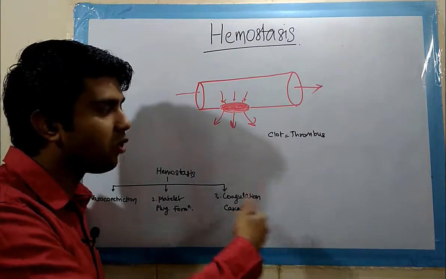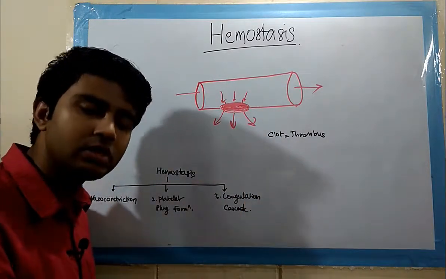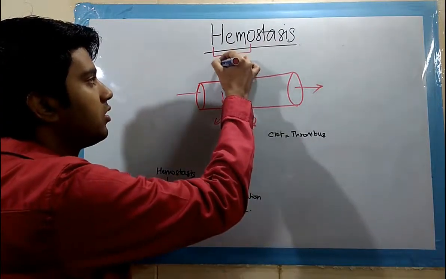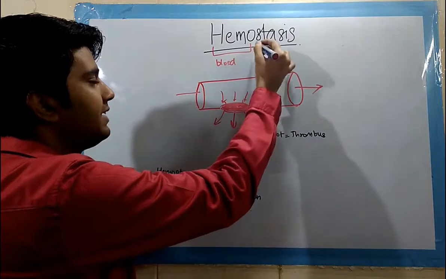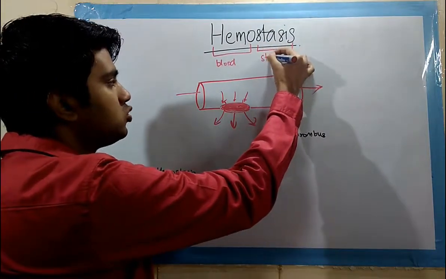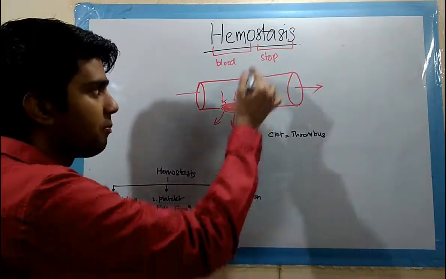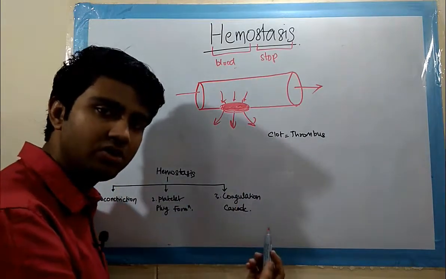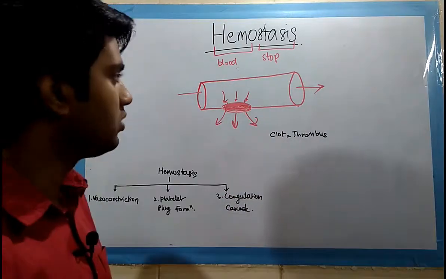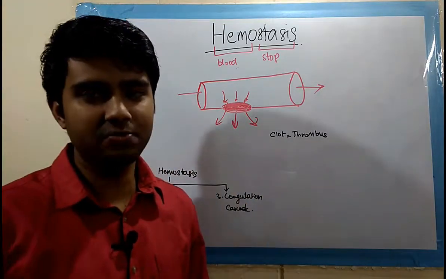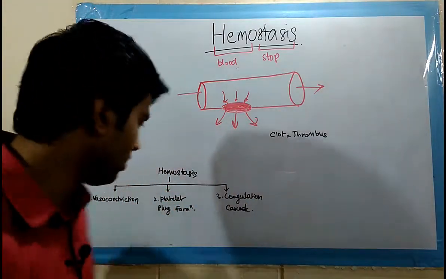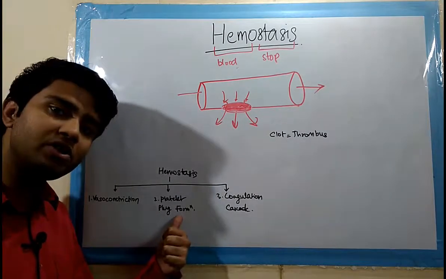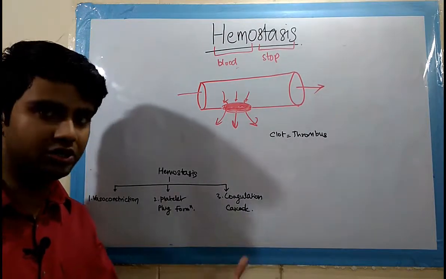Now, why did we call this formation of clot or thrombus hemostasis? If you see this word, it has two parts in it. Hemo, which means blood, and stasis, which means to stop. So since this clot is stopping blood from moving out of the blood vessel, that's why we term this formation of clot as hemostasis. Now this hemostasis has been divided into three steps. First is vasoconstriction, second is platelet plug formation, and third is coagulation cascade.